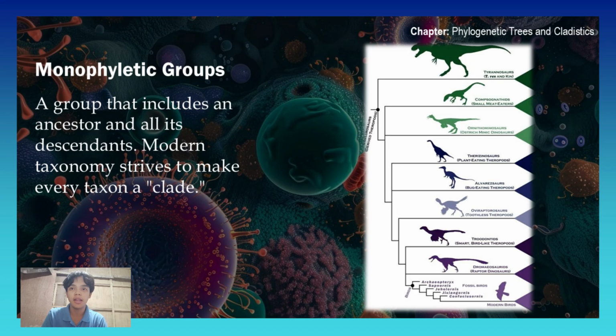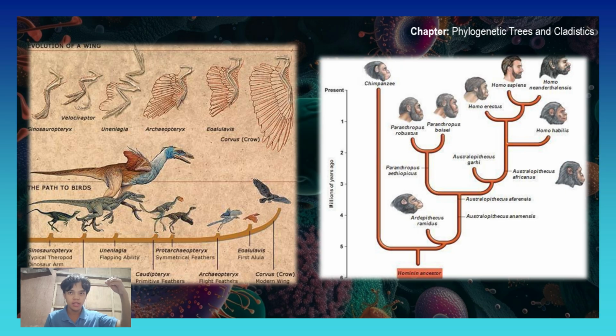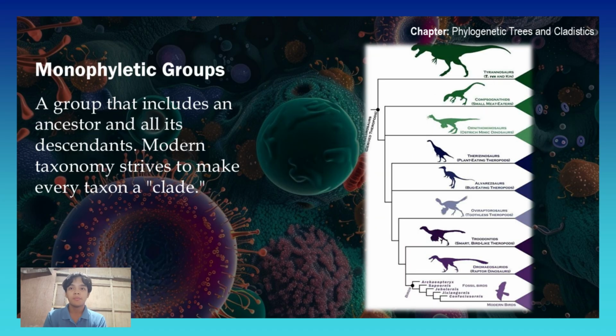Another is monophyletic groups. It is a group that includes an ancestor and all its descendants, which means if you have an ancestor from the top, it goes down to you. For example, you have an ancestor in prehistoric times. As you track down your monophyletic group tree, you can see that it all goes up from him to you. So, modern taxonomy strives to make every taxon a clade.